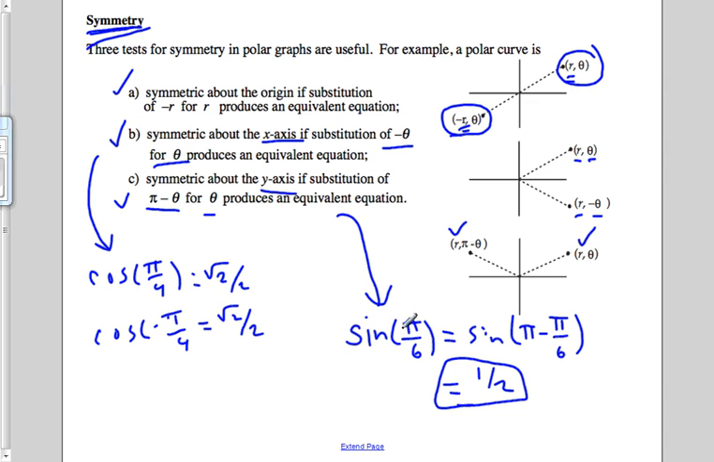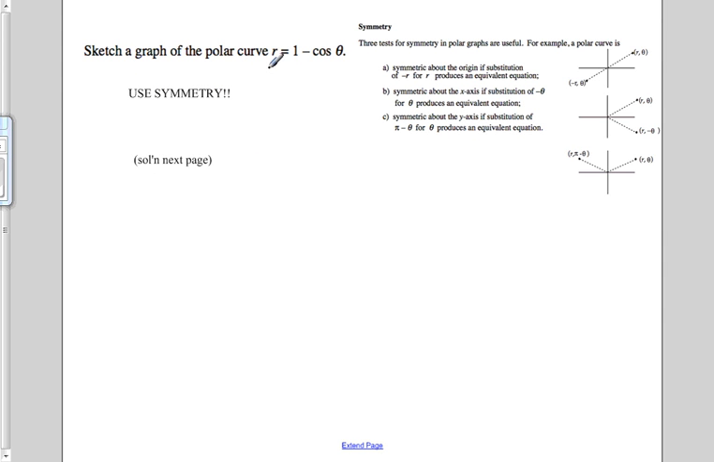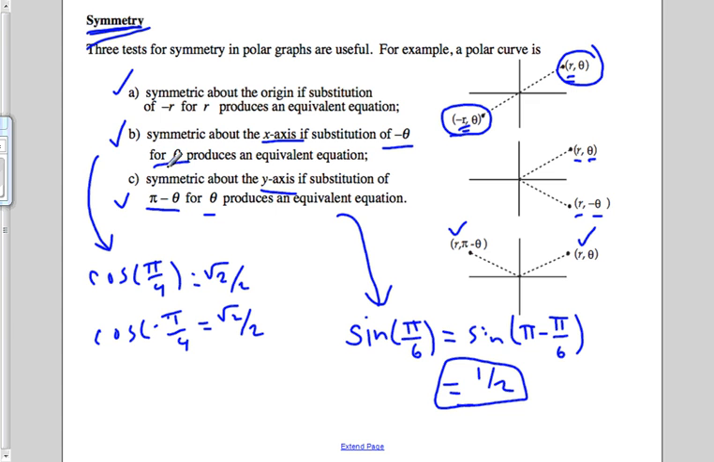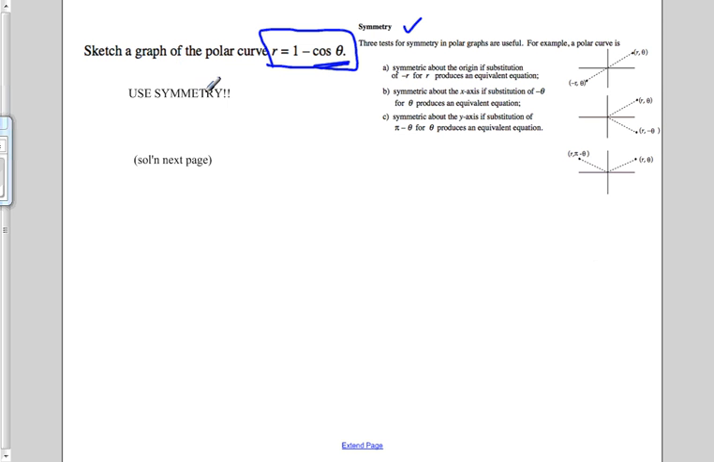So we can use these symmetries to help us shorthand graphs, and let's look at that here. We have the graph of the polar curve r equals 1 minus cos theta, and we want to use symmetry. Because we're dealing with cosine of theta, we're going to get symmetry around the x-axis. Same really as the last problem in terms of the idea.